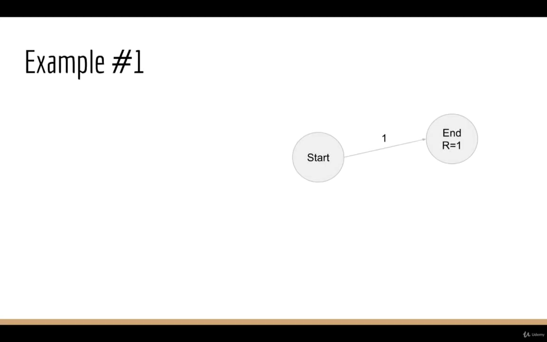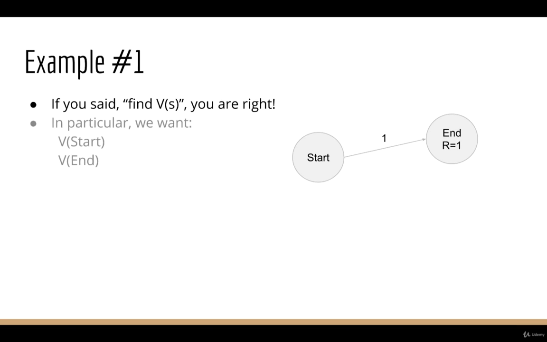Now, if your answer was, we need to solve for the value function, that's great, you are on the right track. Since there are only 2 states, that means we need to find v start and v end. See if you can do this on paper before we move to the next slide.